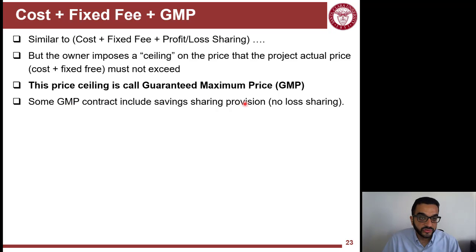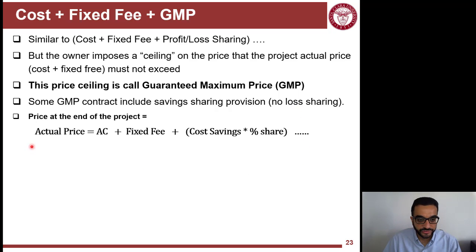Some guaranteed maximum price also add the provision of sharing savings, the savings from a target cost value, but there is now no loss sharing because you are already imposing that ceiling on the contractor. So now this is the revised equation. The actual price or the actual payment that the contractor will get by the end of the project will be equal to the actual cost plus fixed fee plus cost savings.